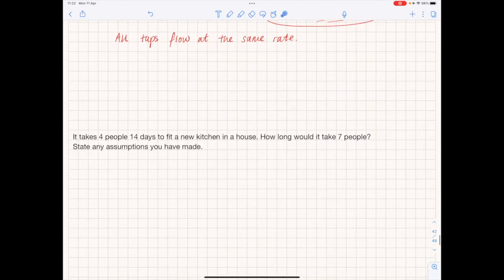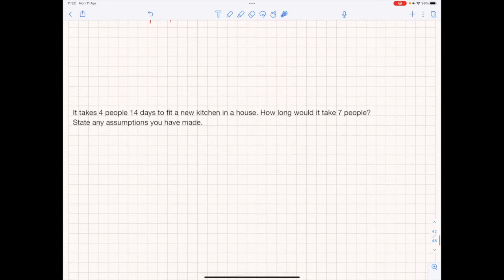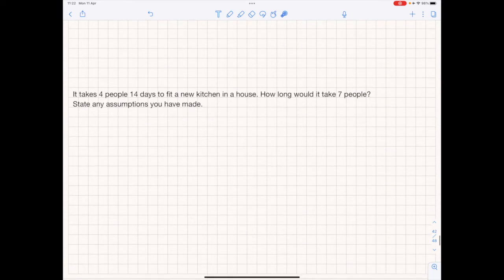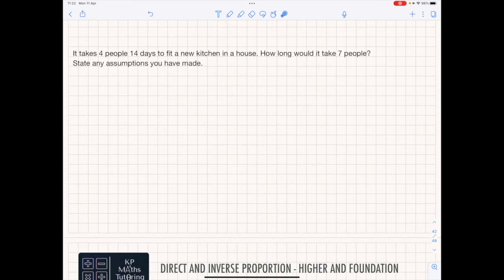Okay, here's an example for you to have a go at now. It takes 4 people 14 days to fit a new kitchen in a house. How long would it take 7 people? And then the second part of that is stating the assumptions. Have a go at this one. So pause the video if you want to, have a go at this one, and then I'll go through it with you.